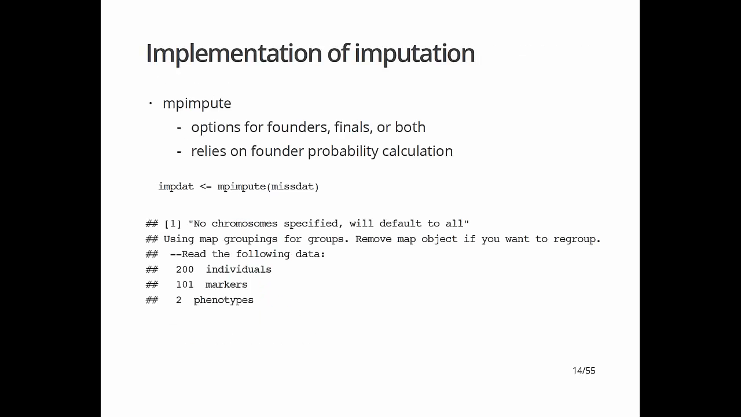And the function we use to reconstruct this data is called mp-impute. It has options for imputing the founders, for imputing the finals, or imputing both of them. And it does really rely on the founder probability calculation. So it does use that function mp-prob, which means that if you really want to, you can use either HAPPY, R/qtl or something else to calculate those founder probabilities. And then essentially you just run it on your data set.